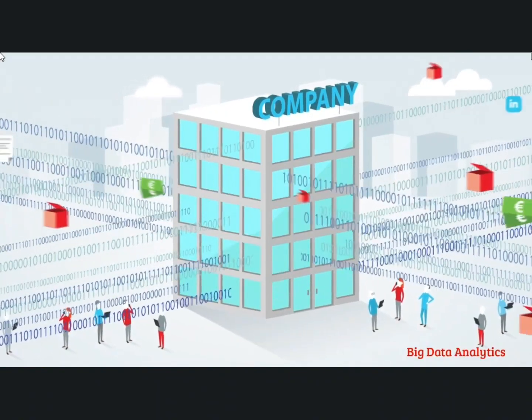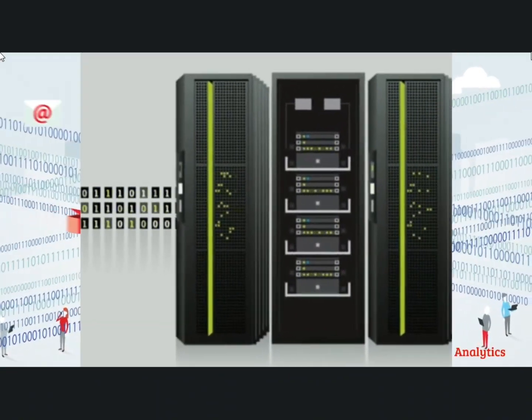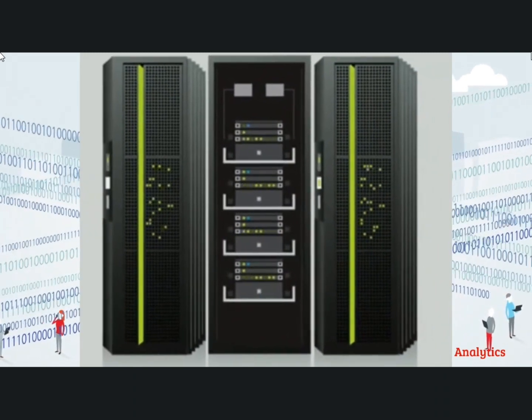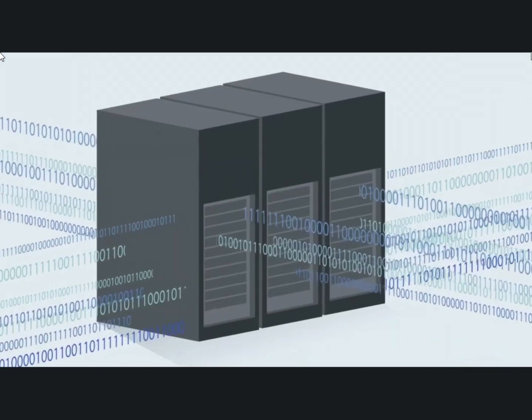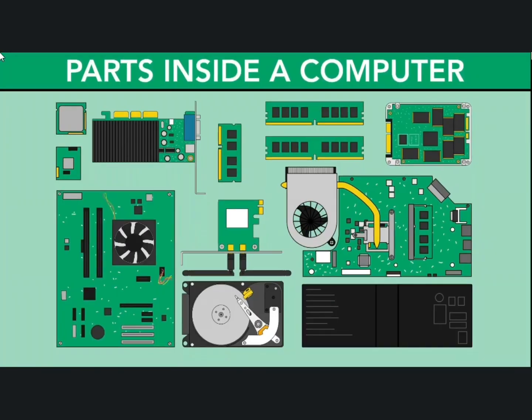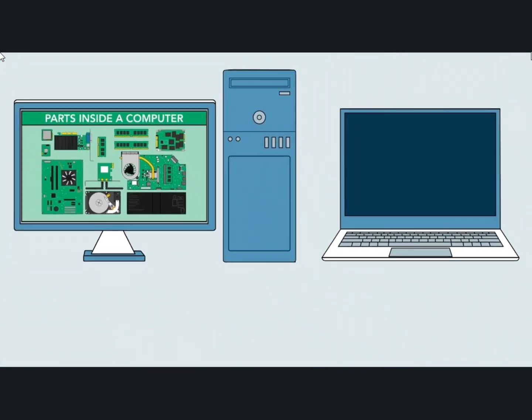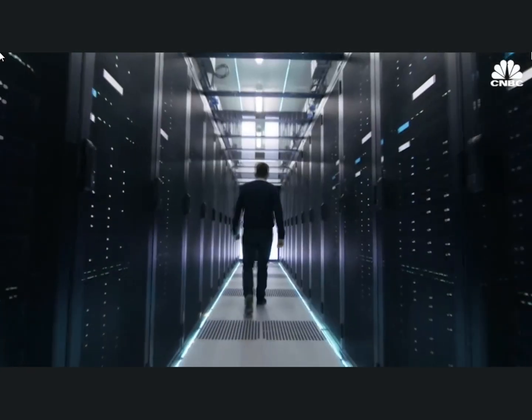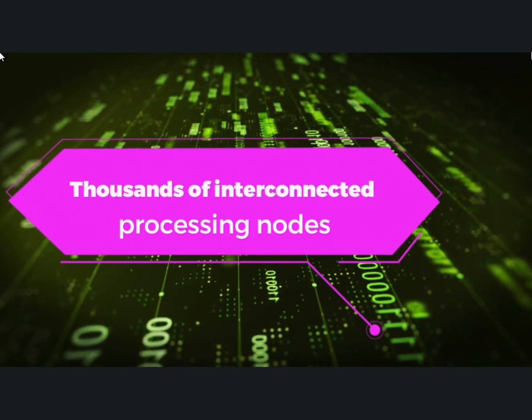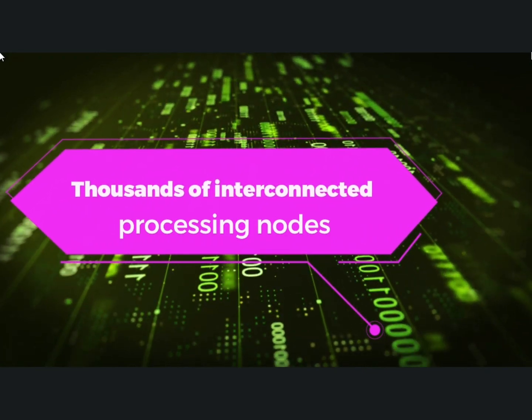Okay, now let's explore the details of what makes a supercomputer so different from a regular computer. Well, you'll be surprised that it's just the size and the level of processing power. While an average desktop computer or laptop operates with just a couple of processing units, most supercomputers are designed with thousands of interconnected processing nodes, allowing them to function at a much higher speed.